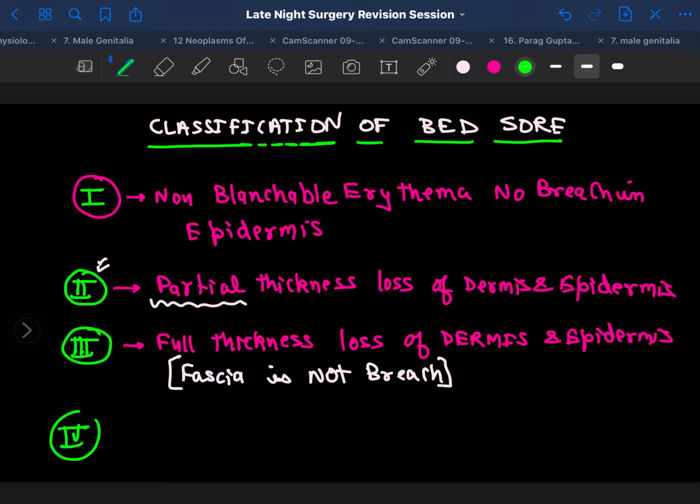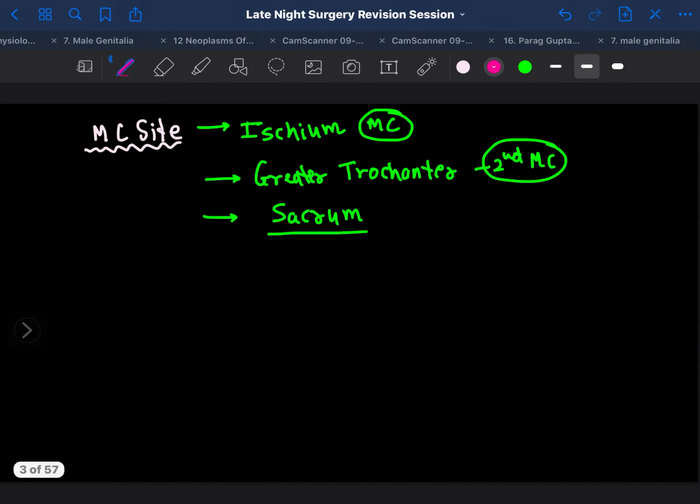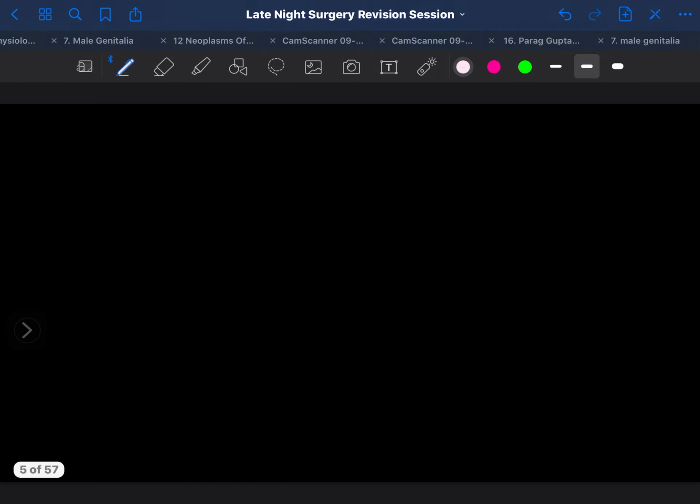And finally, in stage 4, the fascia has been breached and you are going till the underlying muscles and the bones. Underlying bone and muscle is exposed. I hope you get this point. So these are the important points regarding the bedsore.